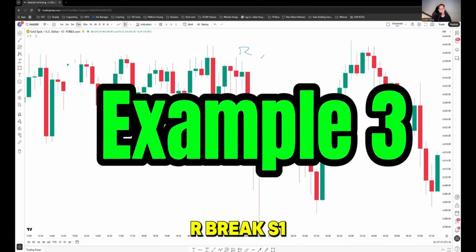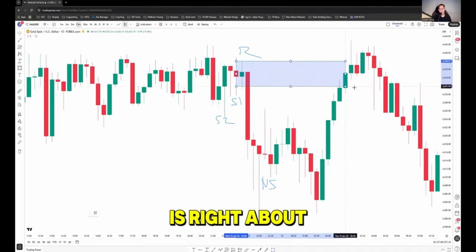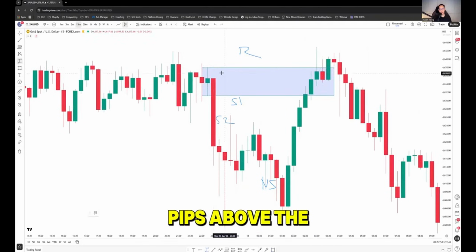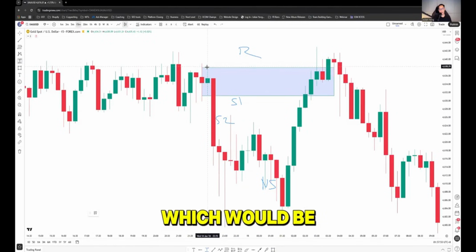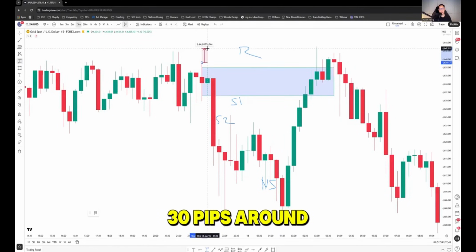Right about here, R, break S1, break S2, new support. So where is our entry area? Our entry area is right about here. In this case, 20 to 30 pips above the highest wick, which would be, I would use this one actually, 20, 30 pips around here.